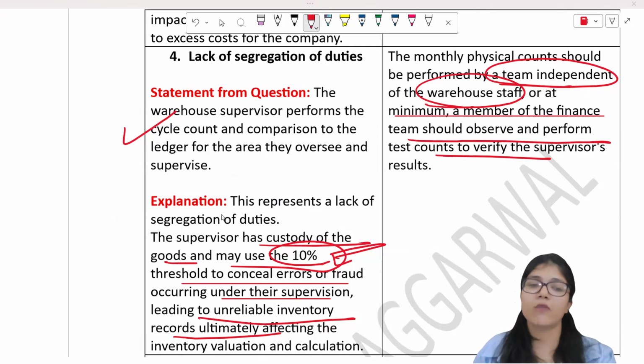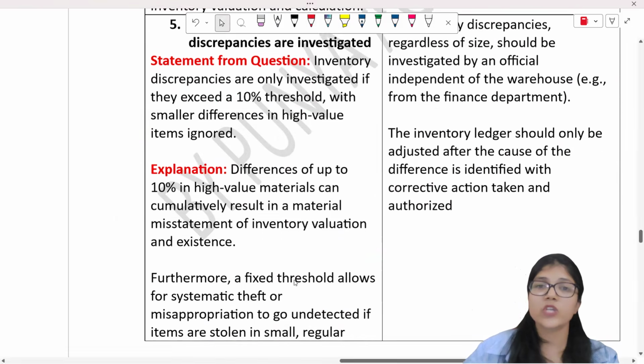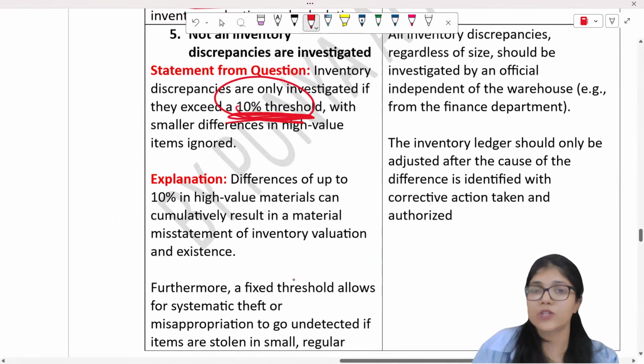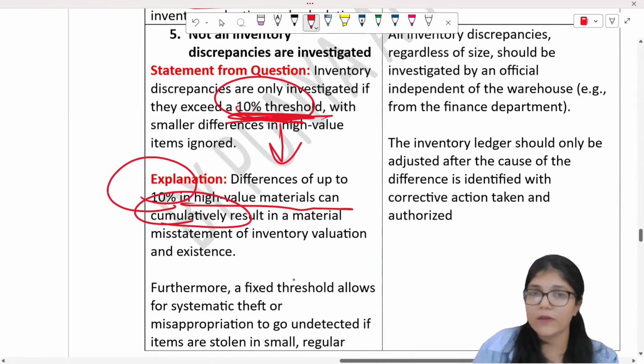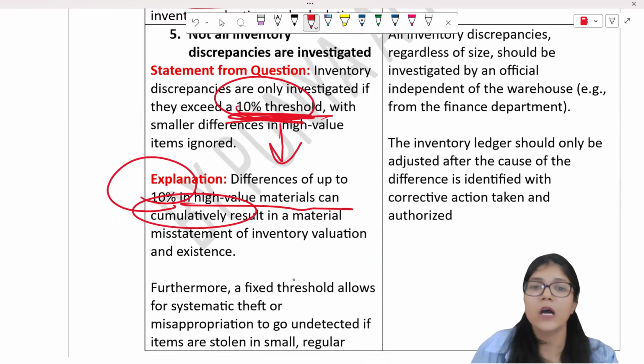So that is again what we need to talk about, and that is your fifth point over here, in regards to the 10% threshold. Differences up to 10% in high-value materials can cumulatively, or as I said, in aggregate, result in material misstatement of inventory valuation and existence.